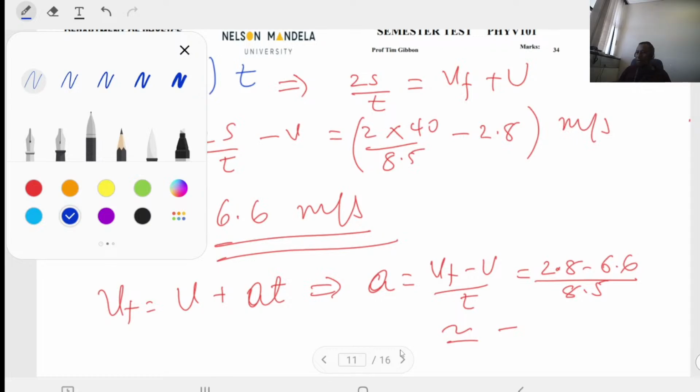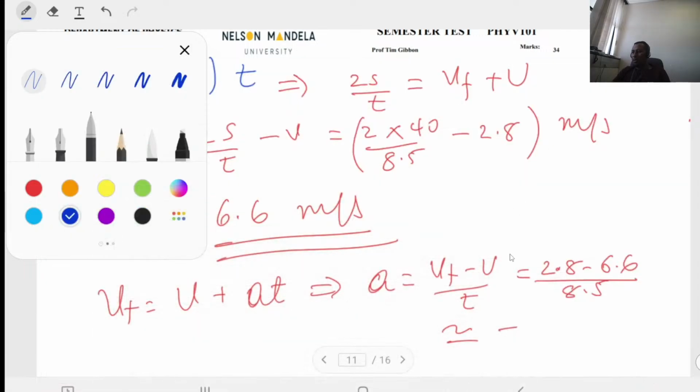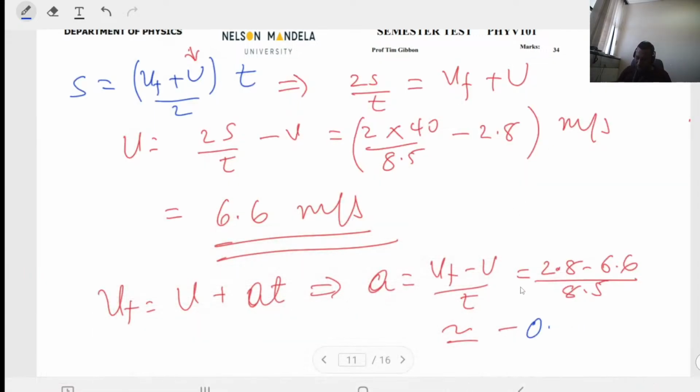What is the value? Why don't I put it here instead of begging you? Equals 2.8 minus 6.6, which is equal to this one divided by 8.5. It must be about negative 0.44 or 0.45, I don't know which one. Meters per second squared. I must be specific.